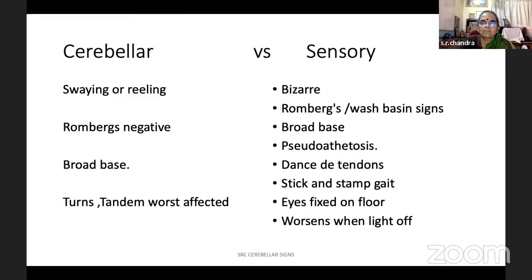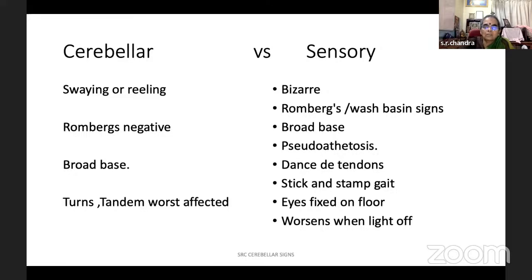Whereas sensory is a bizarre gait. That is not perpendicular to the plane of movement. It is because you do not know where your leg or your body is. Due to sensory deafferentation, we do not know the position of the body. So the gait becomes very bizarre. Romberg and wash basin sign are present. Broad base is of course shared.